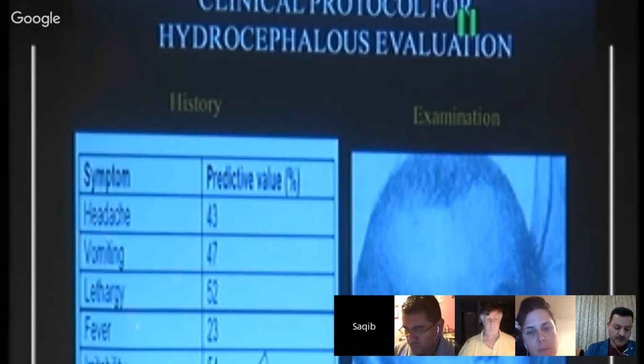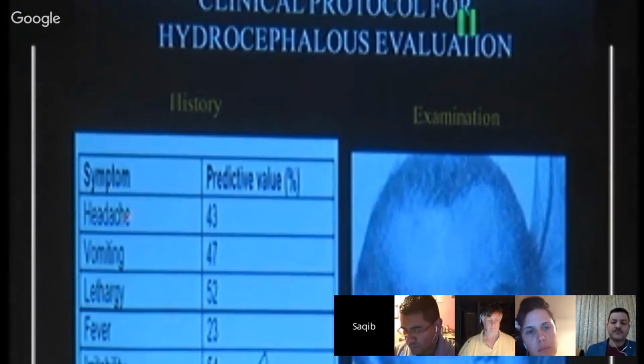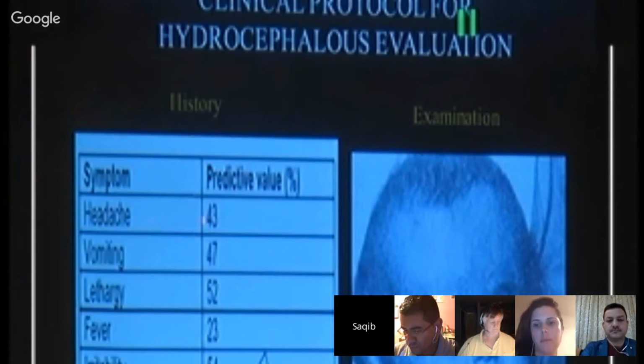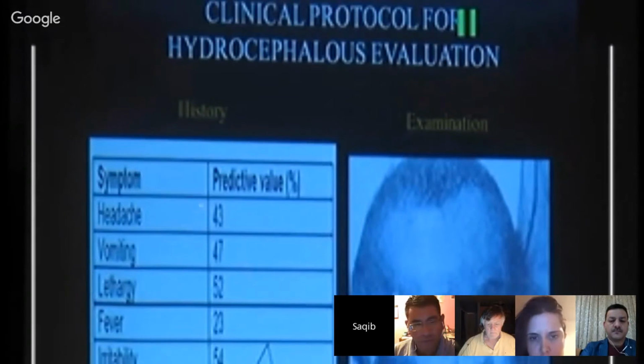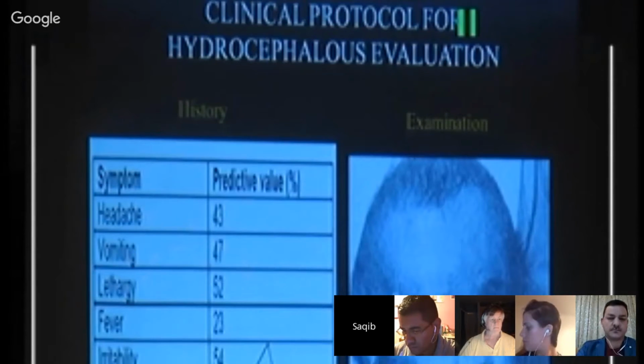Vomiting, lethargy, fever, irritability, seizures. Predictive value means that in patients who've got hydrocephalus and headache, the likelihood that hydrocephalus is causing the headache is about 43%. So these are the important things that you need to remember in history taking. You need to ask about the headaches, the vomiting, the lethargy, fever, irritability, the seizures, and in patients who've got a shunt in place, you can ask about the feeding habits if it's a baby, or you check for swellings if there are any, or erythema at the site of the wound if it's been recently done.